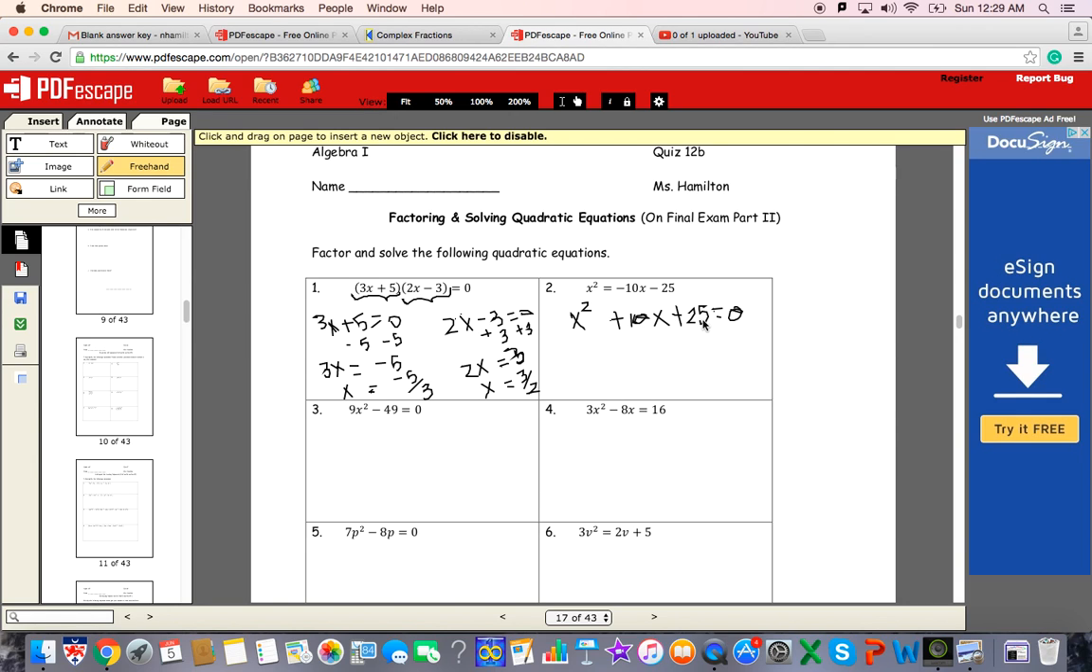All right, so two numbers that multiply to get 25 and add to get 10, those two numbers are 5 and 5, so we have x plus 5 times x plus 5 equals 0. And again, remembering that either that has to be 0 or that has to be 0, that means that x is equal to negative 5 or negative 5. But that's the same thing, and you only have to write it once. If you wrote it twice, it wouldn't be a big deal.